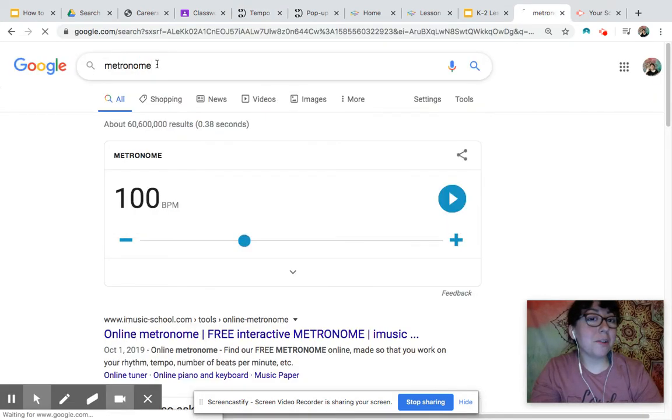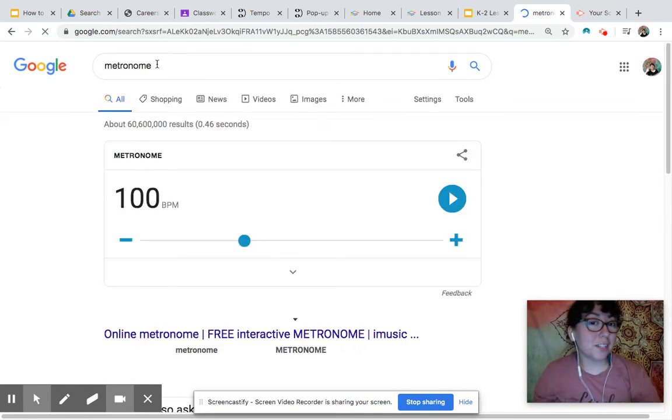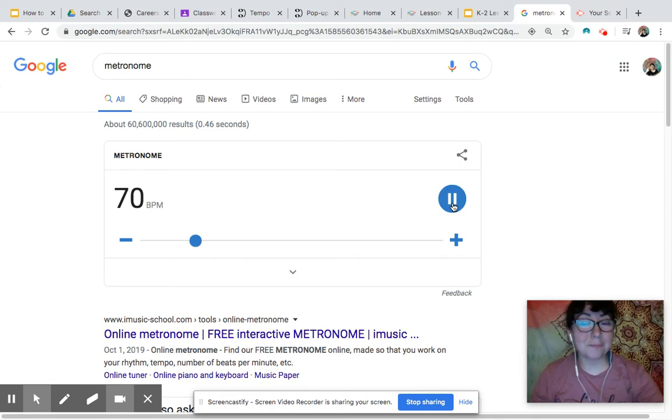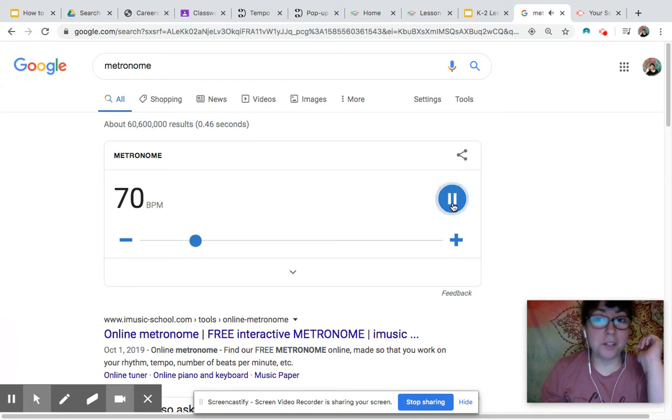If I just type metronome onto Google, the first thing that shows up is this little metronome. Let's find out. I'm going to toggle this back to 70. Ooh, here we go. Let's hear what that sounds like. So carry your candle, run to the darkness, seek out the hopeless, confused and torn.